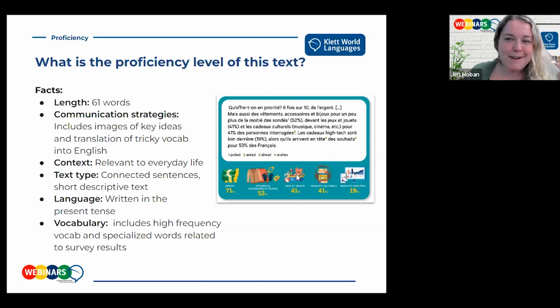So when we look at this text, if this text existed by itself, without the support of these pictures, without the support of translated words, this would be an intermediate level text.